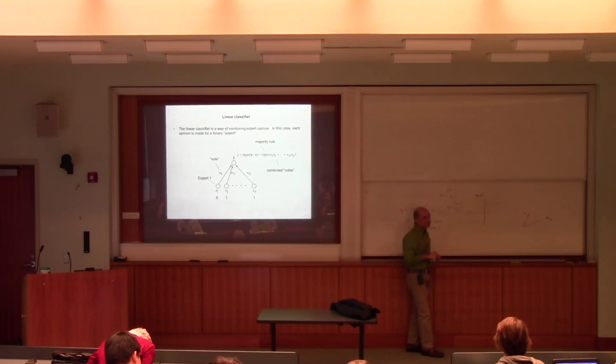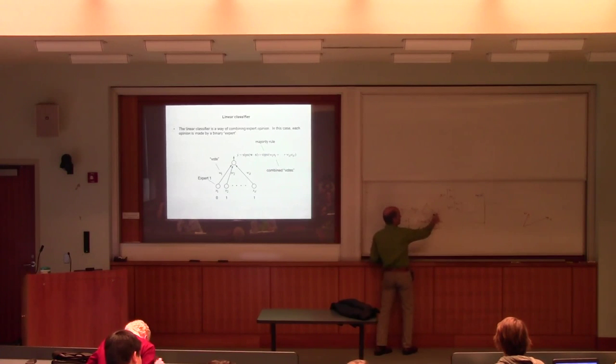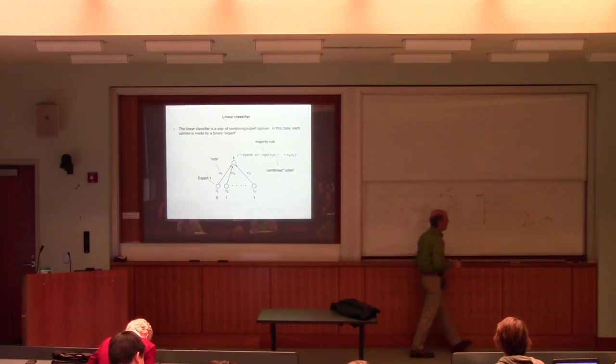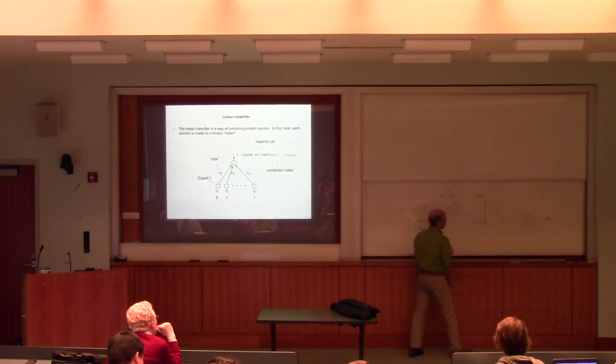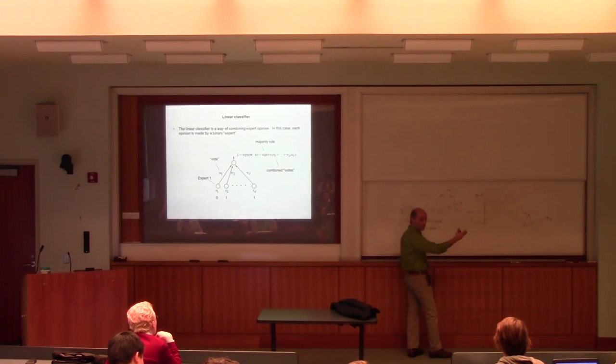OK? So what does this do? This looks like a dot product. Not quite, but it's a little bit like a dot product, which is basically saying, what's the projection of this w onto x? And if it's positive, the sign for it is going to be positive. So what happens if I've made a mistake?